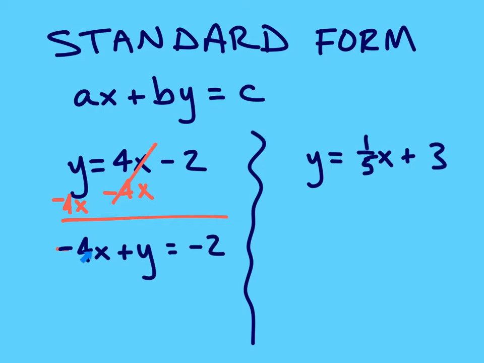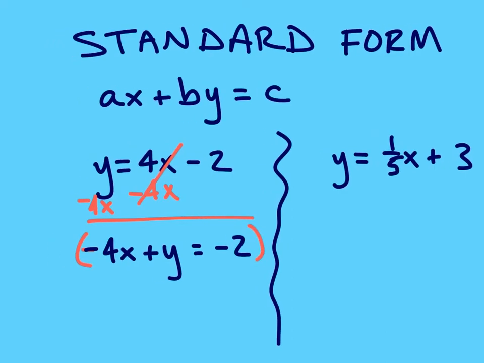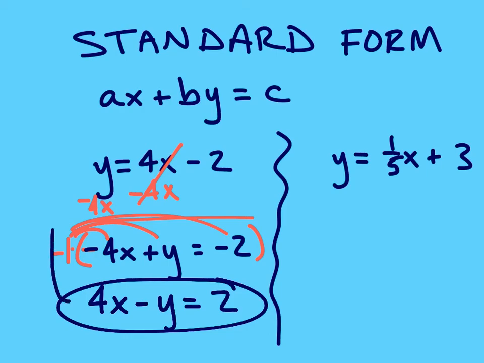Now, I can't have a leading coefficient of a negative number. So I'm going to multiply the entire equation by negative 1. If I distribute my negative 1 into each of those, it's going to flip the sign on everything. So it's going to be positive 4x minus y is equal to positive 2. And that's my equation in standard form. Now this equation and this equation are the same thing. They mean the same thing, they're just in different forms.